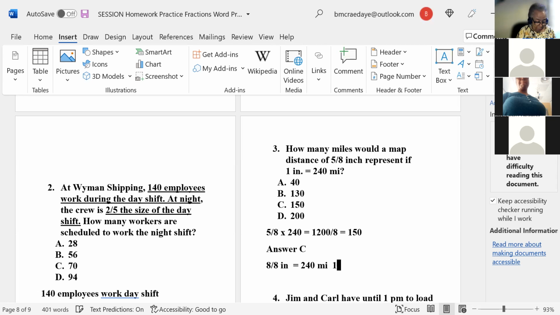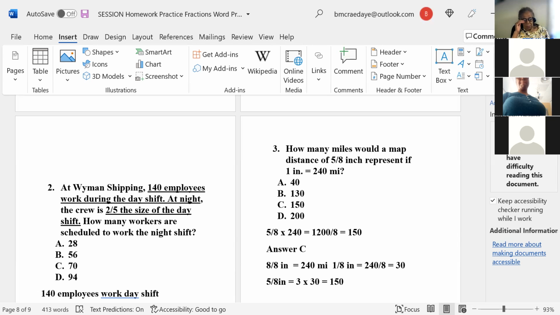So 1/8 inches would be equal to 240 divided by 8, which is equal to 30. And then 5/8 will be 5 times 30. Is that the way you did yours? I think so, Miss. I'm trying to find the paper I did it on. 5/8 inches would be equal to 5 times 30, equal to 150. That's a way to do it.